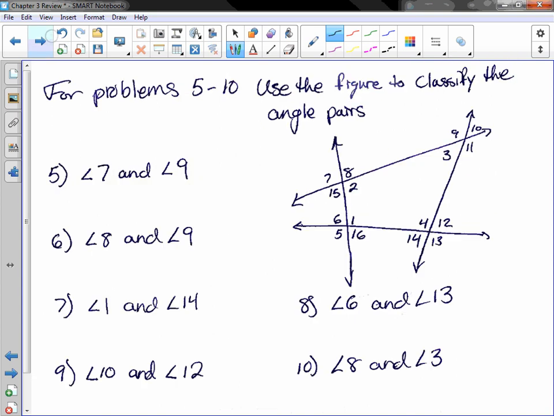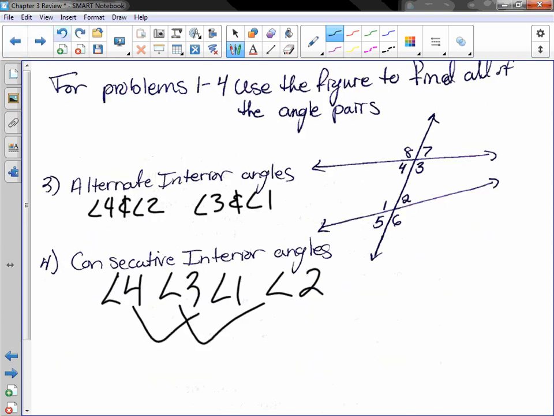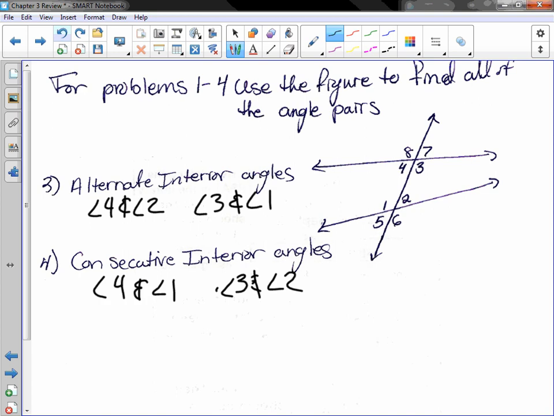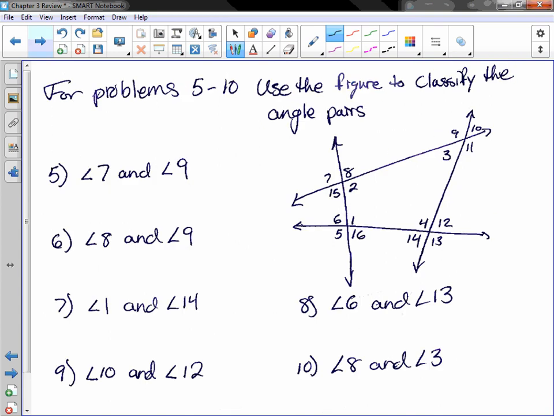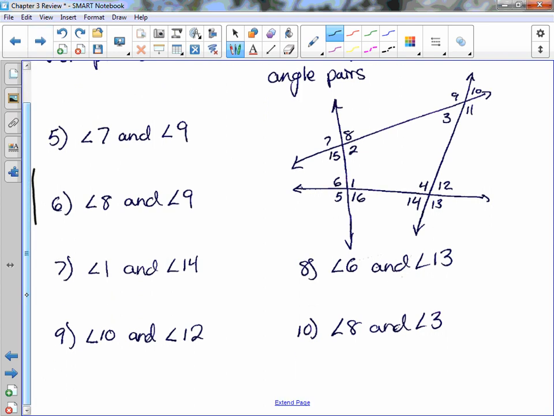So any questions? On 1 through 4. Any questions on 1 through 4? Okay, so let's look at the next ones. Let's look at these here. Now, for problems 5 through 10, classify the angle pair. So are there any questions on these here, 5 through 10 in particular, that you want to look at or have questions on? Or how they work together?